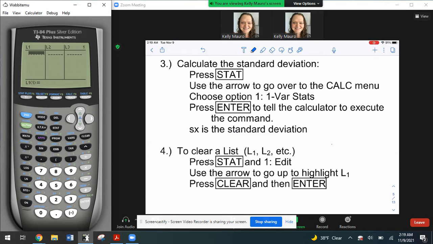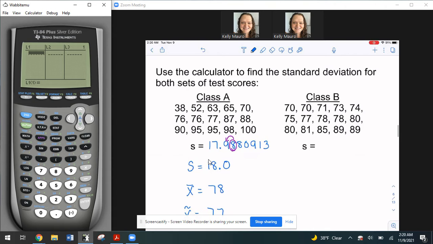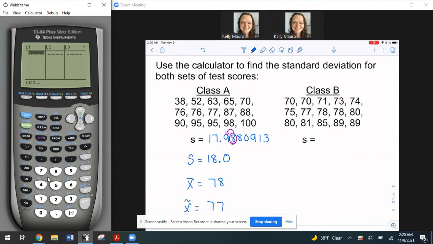the whole list. So now I'm going to go through and find the standard deviation for Class B. All right? So Class B, let's scroll up a little bit more. I've got that my first data value is 70, followed by another 70. I can just keep going through the list. 71, 73, 74, 75.